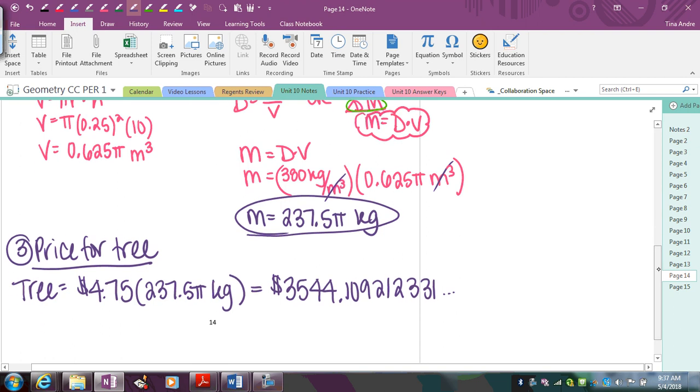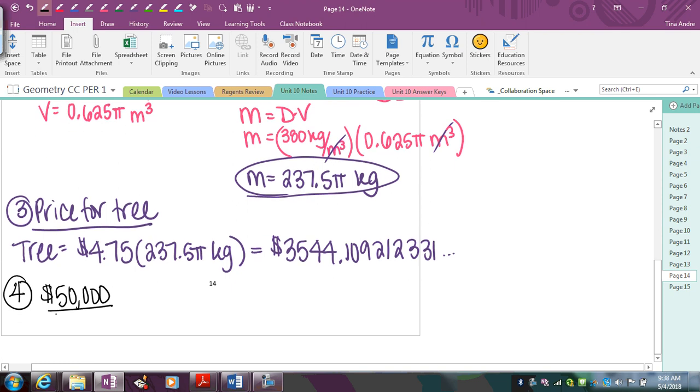We want to know how many trees to get $50,000. If I get about 3,500 for one tree, how many does it take to get to 50,000? So I'm going to take the 50,000 and divide that by that entire value, not rounding. So 50,000 in my calculator divided by, I'm scrolling up to that entire number. I'm getting 14.107 dot, dot, dot.